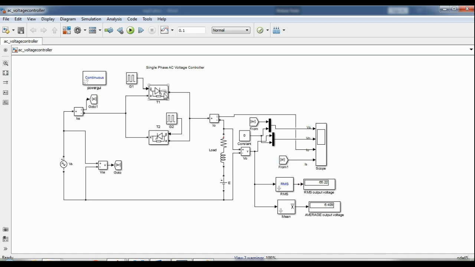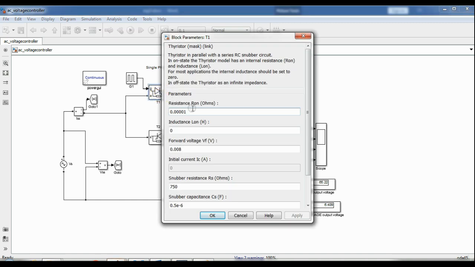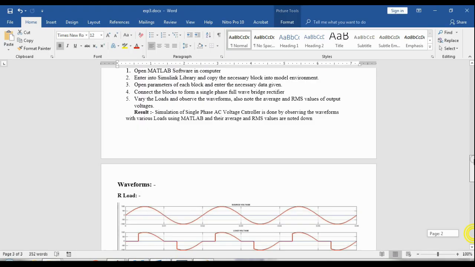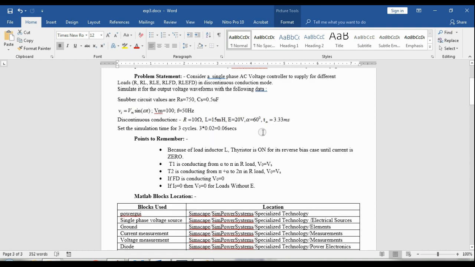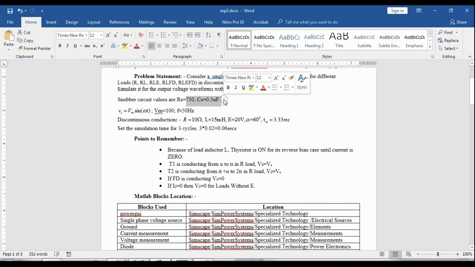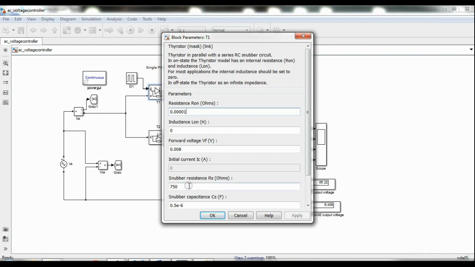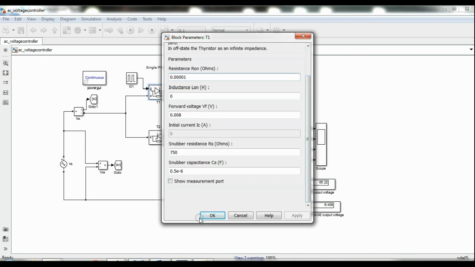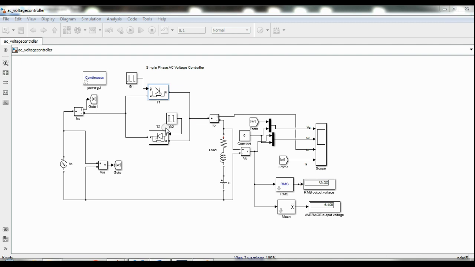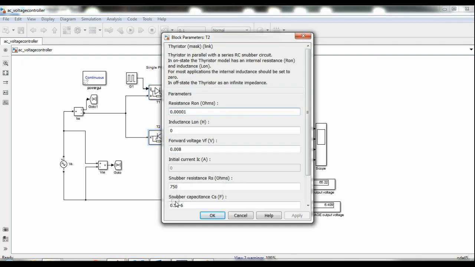Next, here we have thyristors T1 and T2. You will see the thyristor values. To make it near to ideal, the values are 0.00-something, 0.008. Here we need to place the snubber values. You have seen the snubber values as Rs equal to 750 and Cs equal to 0.5 microfarad. In the same way, T1 and T2 must have the same values.